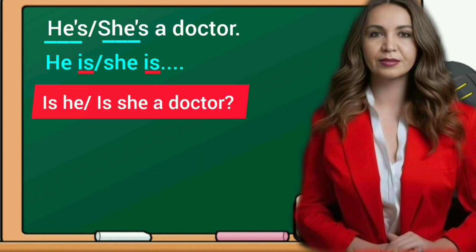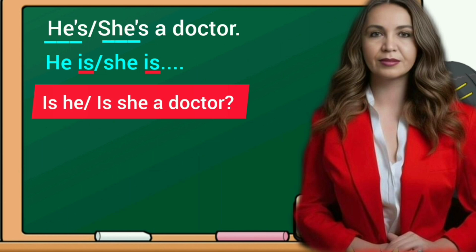So we put, is he a doctor? Is she a doctor? Now listen to my intonation. When I said he is a doctor, she is a doctor, my intonation goes down. But when I am saying a question, is he a doctor? Is she a doctor? My intonation goes up.